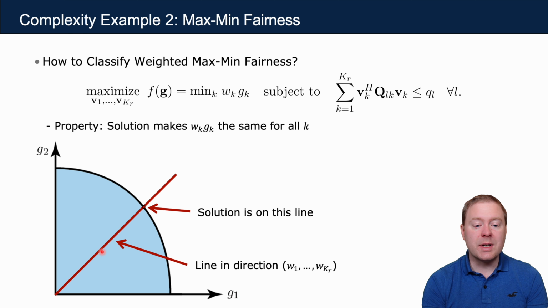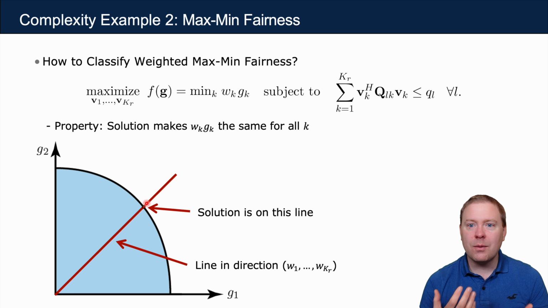Let's now consider the performance region here for 2 users. All of the points where w_k g_k is the same will be on this line here, pointing in the vector direction w_1 to w_K. And some of the points are inside the region, some of the points are outside the region, and the solution to this problem is to find the point that is crossing the Pareto boundary. So this is the optimal solution.